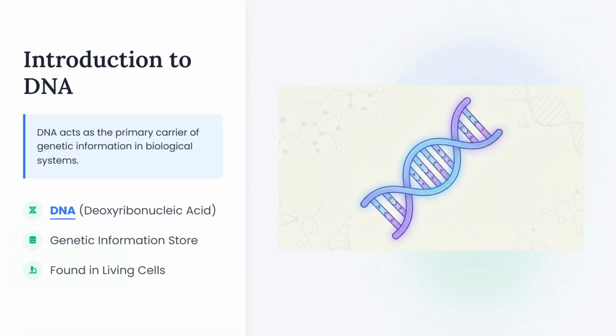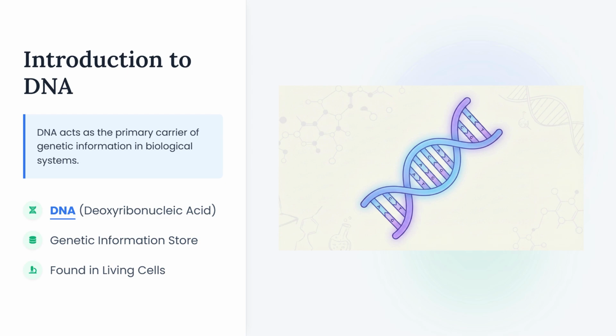Here we have the introduction to DNA. The text says, DNA acts as the primary carrier of genetic information in biological systems. We have 3 bullet points: DNA, deoxyribonucleic acid, genetic information store, and found in living cells.